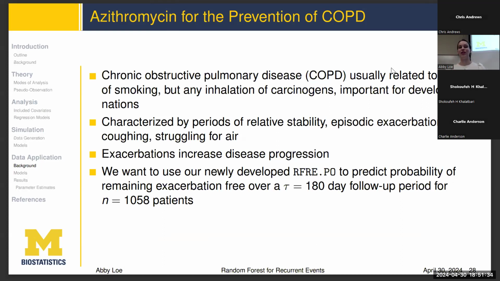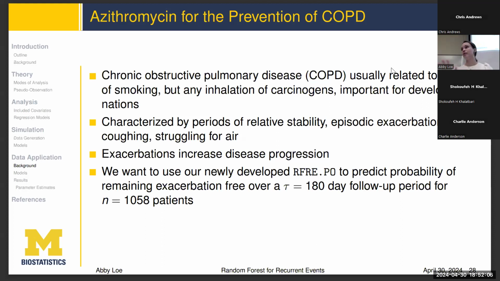So this works with chronic obstructive pulmonary disorder patients. There was a clinical trial in 2011, working with azithromycin, trying to prevent people from having to go back to the emergency room to get steroids because they're having breathing emergencies. COPD is usually associated with smoking behavior or smoking history, but we can see that any type of bad chemical that you're breathing in is likely to also increase your risk for COPD.